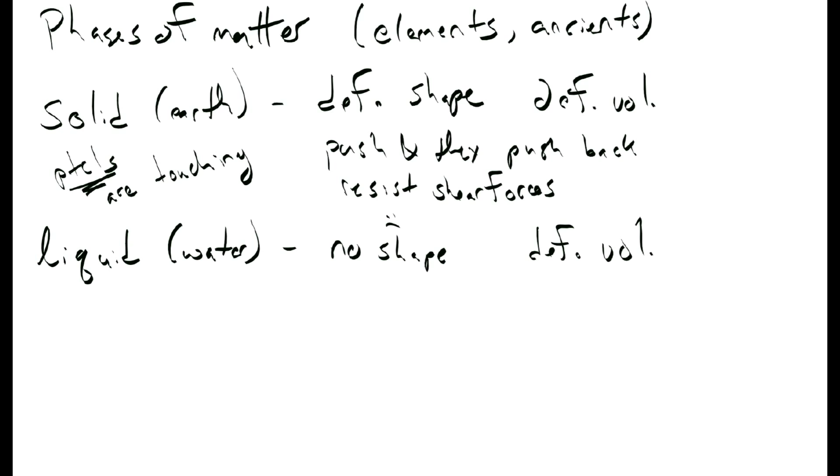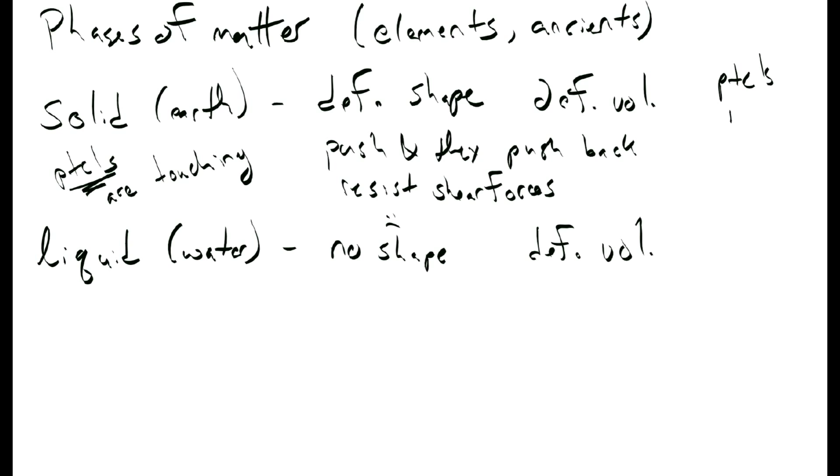So the particles of solids and liquids are touching. Okay, you look at the space in between any two particles. There's going to be another particle there. The particles are all touching one another, all butting up against one another. That's why they have definite volume.